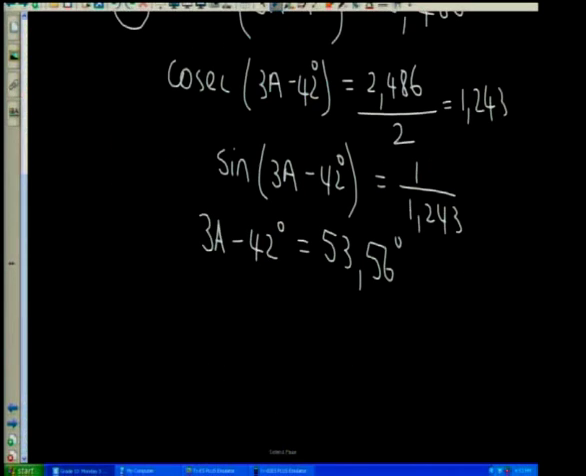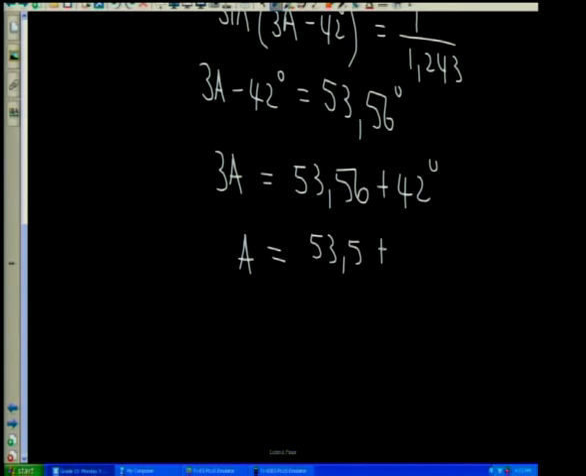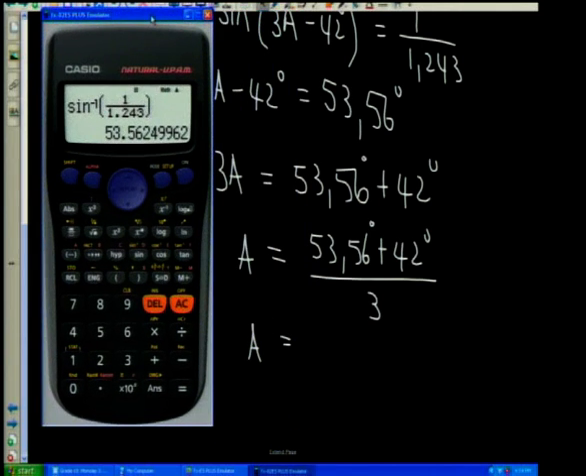And we can now solve the equation. 3A equals 53,56 plus 42, and then we can solve for A by dividing that by 3. So it's 53,56 plus 42 divided by 3. And that gives us A. So let's see how many of you got that right. Let's just move that across. So we've got 53 plus our 42. And we're going to divide that by 3. So we get 31,9.